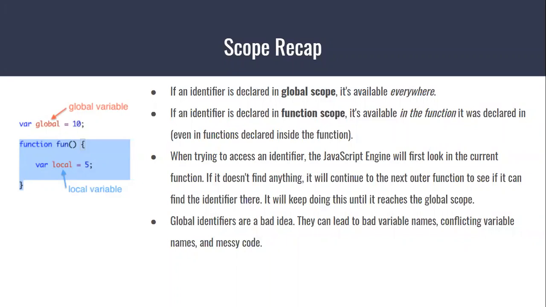And if it finds it, it's going to overwrite it, unless you lock it down with some of those newer features. But global identifiers are a really bad idea, because they can lead to very bad conflicts, things that get overwritten, and very messy code.